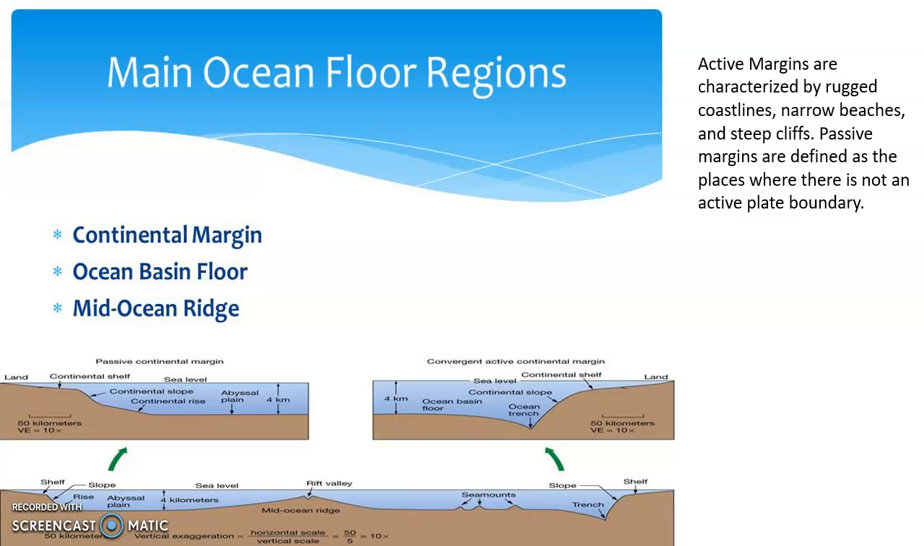And then there are two different kinds of margins. There's active and passive. Active margins are characterized by rugged coastlines and narrow beaches with steep cliffs, but passive margins are defined as the places where there's not an active plate boundary and you won't see as rugged of a coastline.